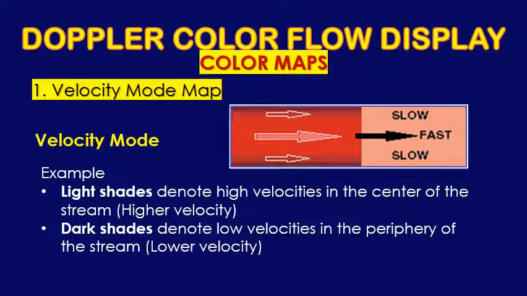So just a simple example here: if you have a laminar flow, which is the normal parabolic flow in an artery, what you see is that the periphery of the vessel has darker red, here and here, and in the center of the flow you will see lighter red. Why? Because the center has a higher, faster velocity, and at the periphery we have a lower, slow velocity. So fast flow will take the lighter red, where the slow flow will take the dark red.